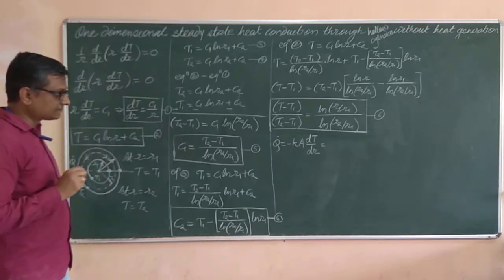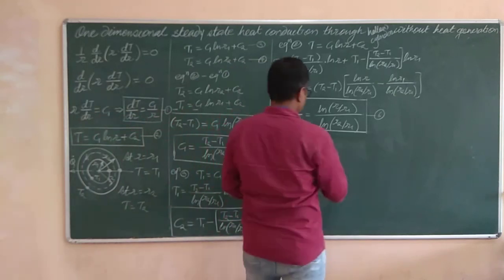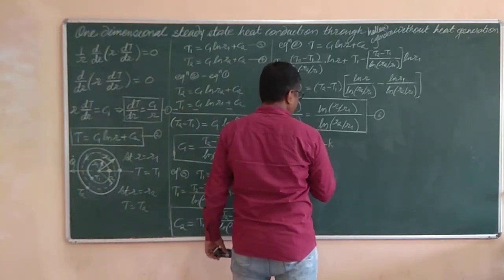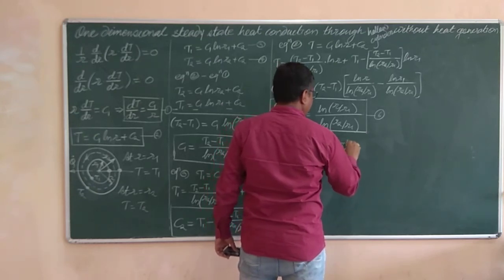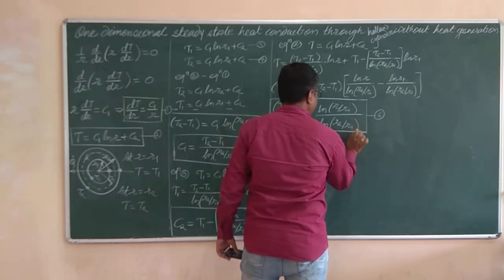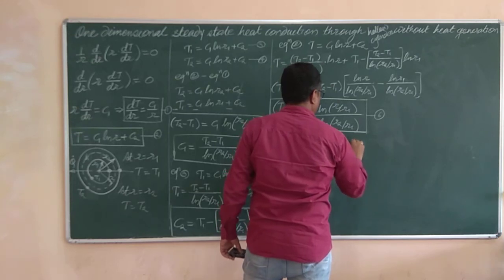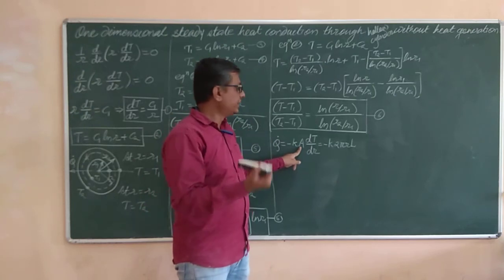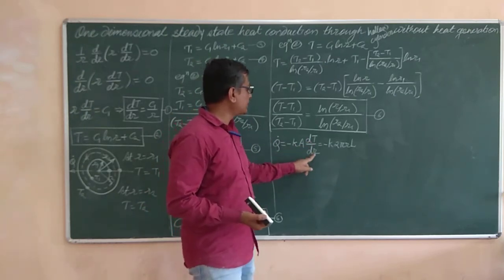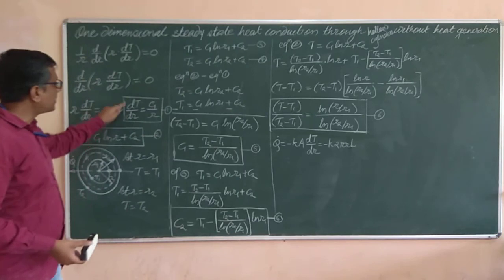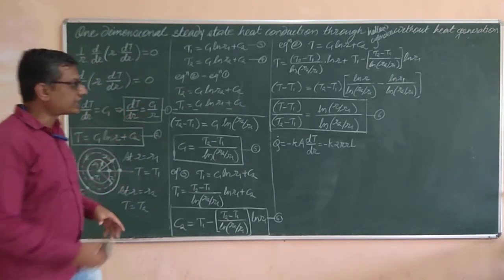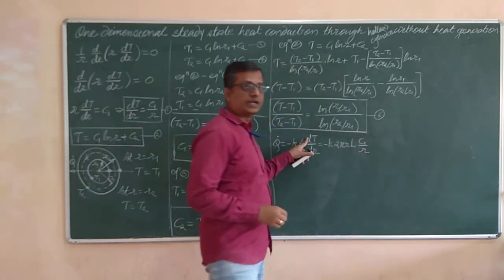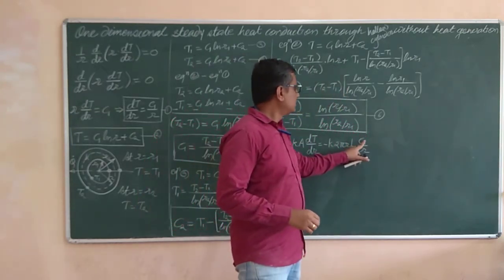That is the first part. I will write it over here. This is equal to minus K, area is 2 pi RL, into dt by dr. Now you can get dt by dr. What is this dt by dr? Dt by dr is equal to C1 by R. Now instead of the temperature gradient dt by dr, I am going to substitute C1 by R.